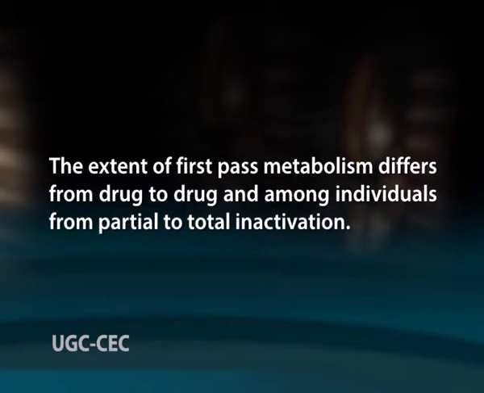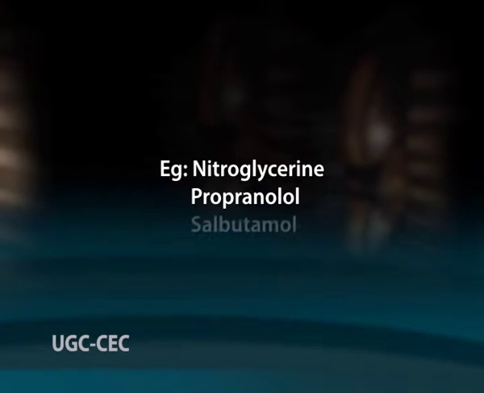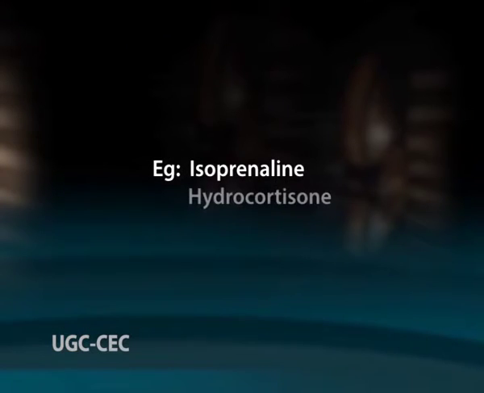The extent of first pass metabolism differs from drug to drug and among individuals, from partial to total inactivation. When it is partial, it can be compensated by giving a higher dose of the particular drug, for example nitroglycerin, propranolol and salbutamol. But for drugs that undergo complete first pass metabolism, the route of administration has to be changed. Examples are isoprenaline, hydrocortisone and insulin. Bioavailability of many drugs is increased in patients with liver disease due to reduction in hepatic metabolism.